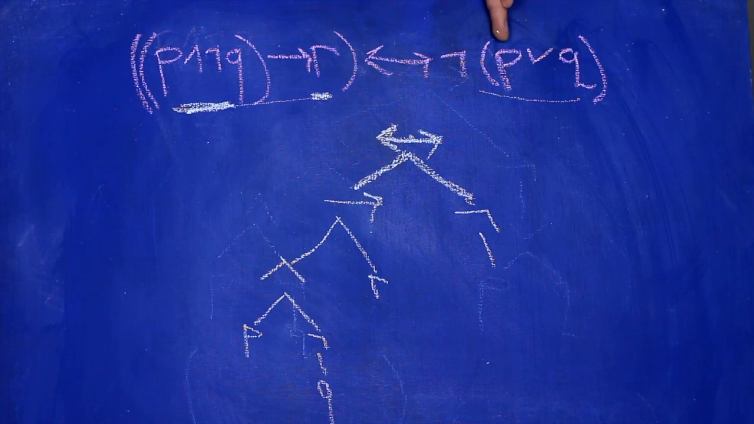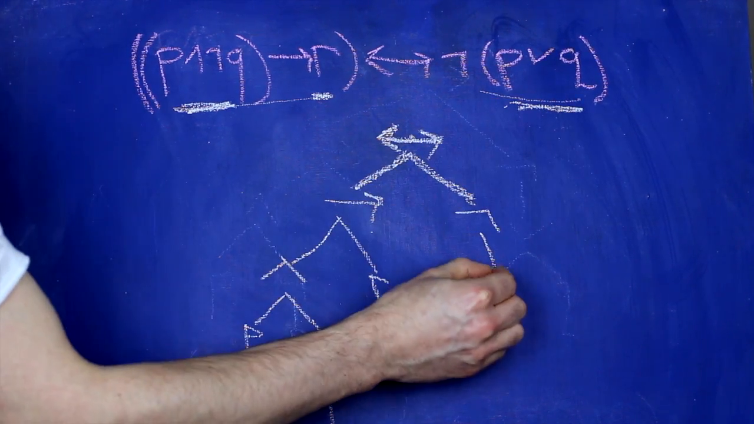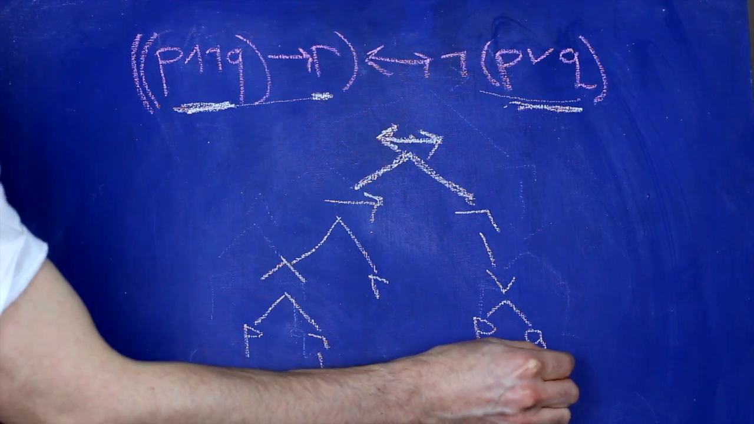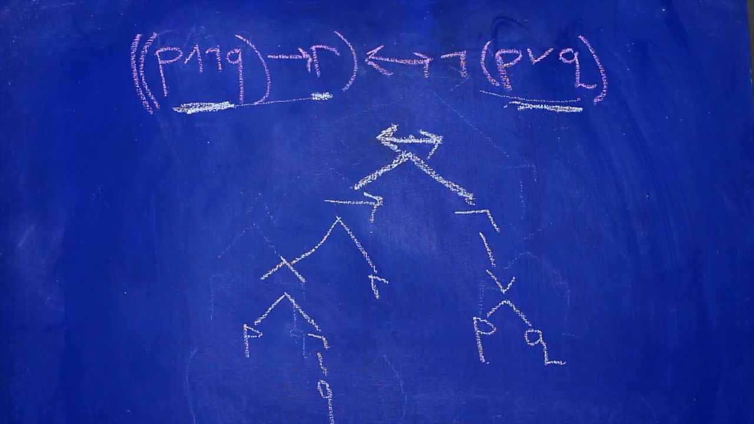And we do the same thing on the other side. Which sentence did our negation negate? It negated a disjunction. So we add a disjunction node, which has two children. And what sentences did this disjunction connect? It connected two primitive sentences, P, Q. So we put them in as the children of our disjunction node, and they're leaves of the tree because they're primitive sentences.